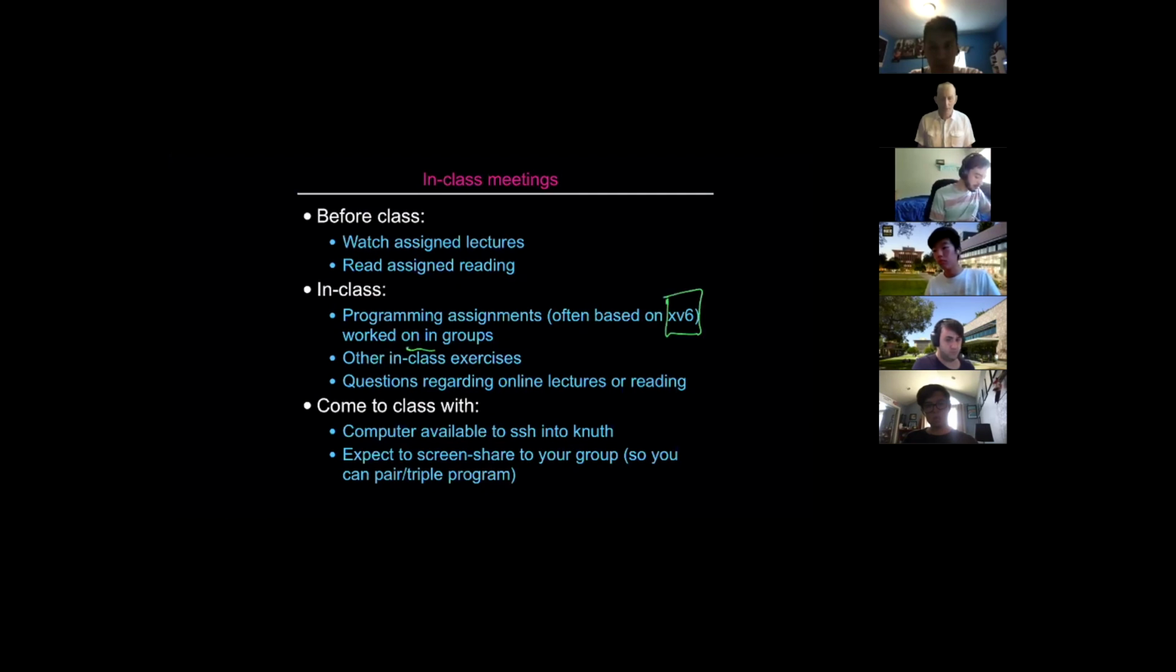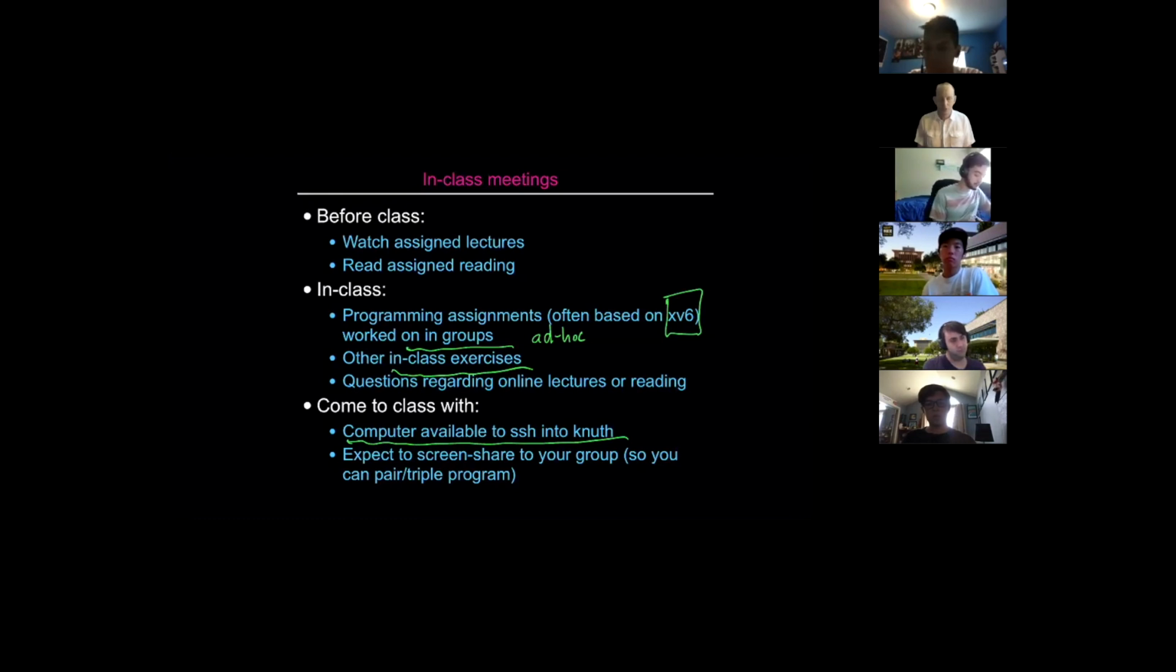We also will work on these in groups, and these are going to be ad hoc groups. I'll just randomly break you up into breakout rooms, and you guys will work on this. So what that means is you're going to need to bring a computer that allows you to SSH into Knuth. Then in the breakout room, you will share one person's connection to Knuth, and go ahead and do whatever the exercise is. Not all the exercises are going to be programming assignments. Some will be other types of in-class exercises.